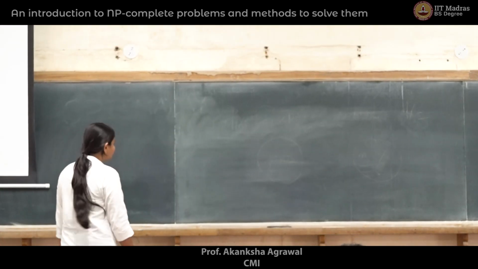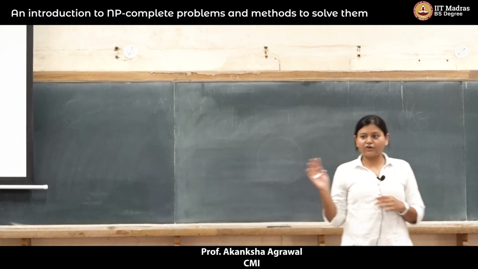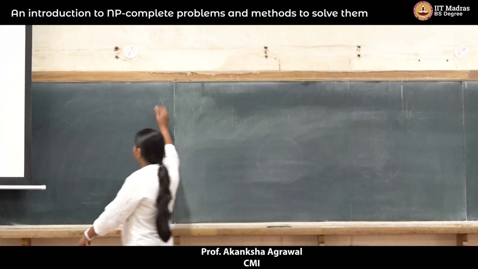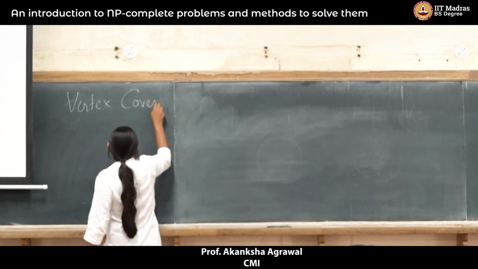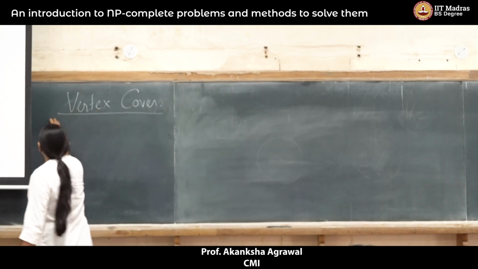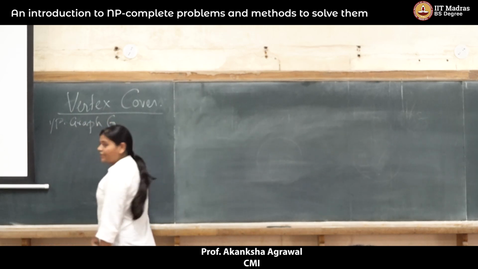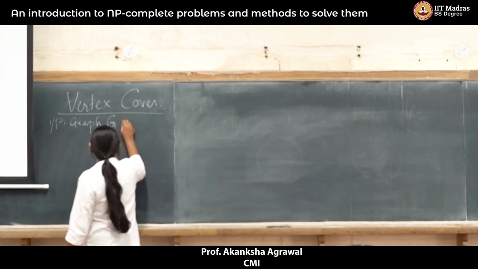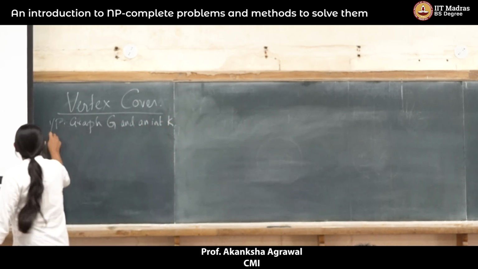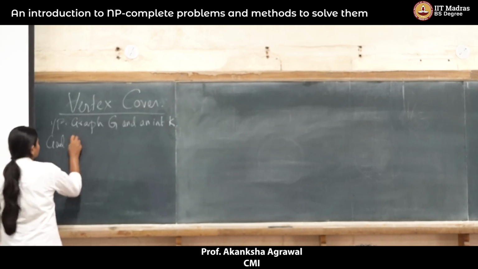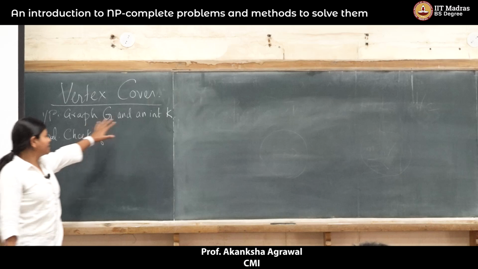So great. I'll begin by defining two problems, and then we'll understand various definitions in the context of those two problems. The first is vertex cover, where as input we are given a graph G and an integer K. The goal is to check if there exists a vertex cover of size at most K in G.